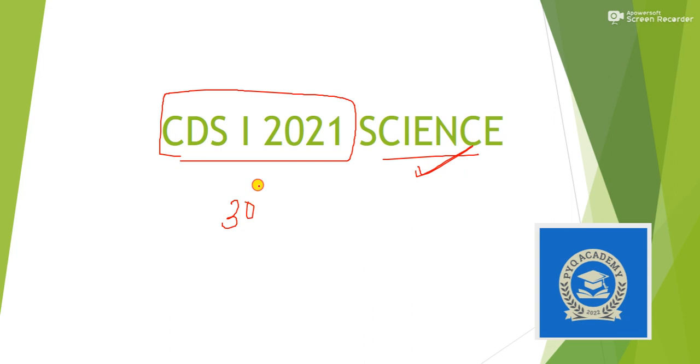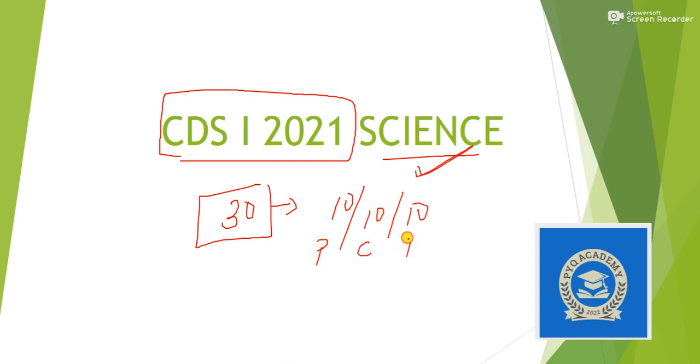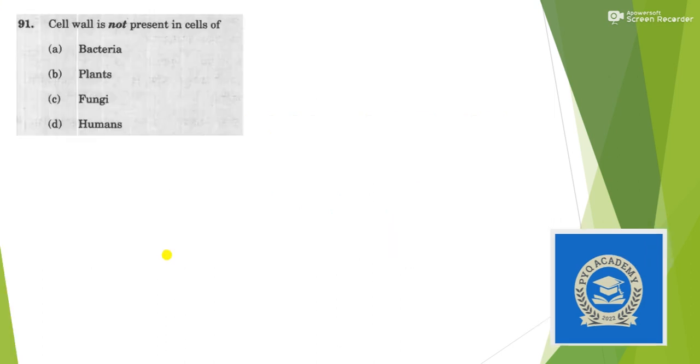There are a total of 30 questions asked in every session of CDS, and there are almost 10 questions each from physics, chemistry and biology, and the authentic source is NCERT itself. So let's move to the questions.